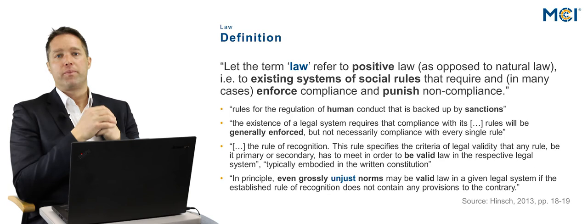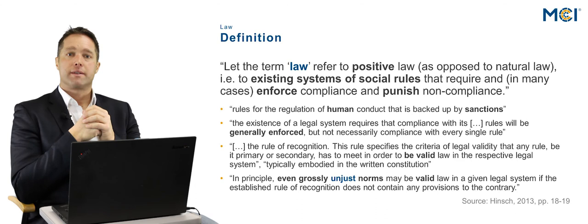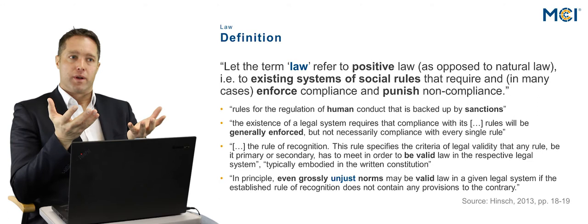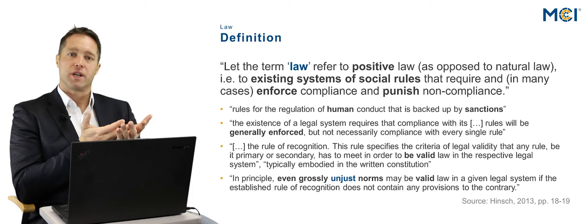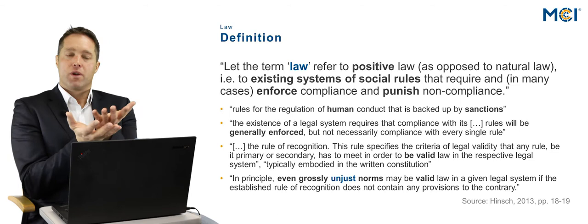And as you can see in the last bullet point, law would also be qualified as law if we would perceive it to be unjust. So here we have the relationship of law to justice or fairness, which ideally overlaps, but of course there can also be some differences.